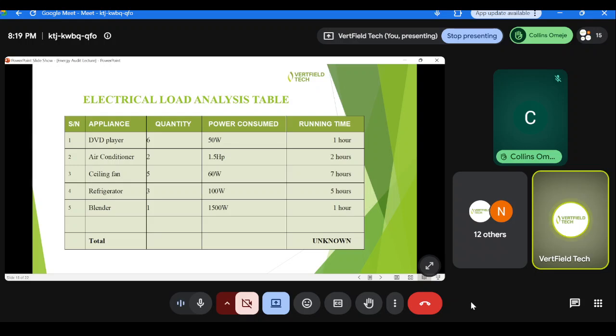And then how do you apply that formula? You apply that formula such that you get the energy consumed by each of these appliances. Sum up the answers to give you the total energy consumption, which becomes the energy need of the facility. What that simply means is that you get the energy consumed by the DVD player, the air conditioner, the ceiling fan, the refrigerator, and the blender, and then you add everything up to give you the total energy consumption, which then becomes your energy need of the facility.